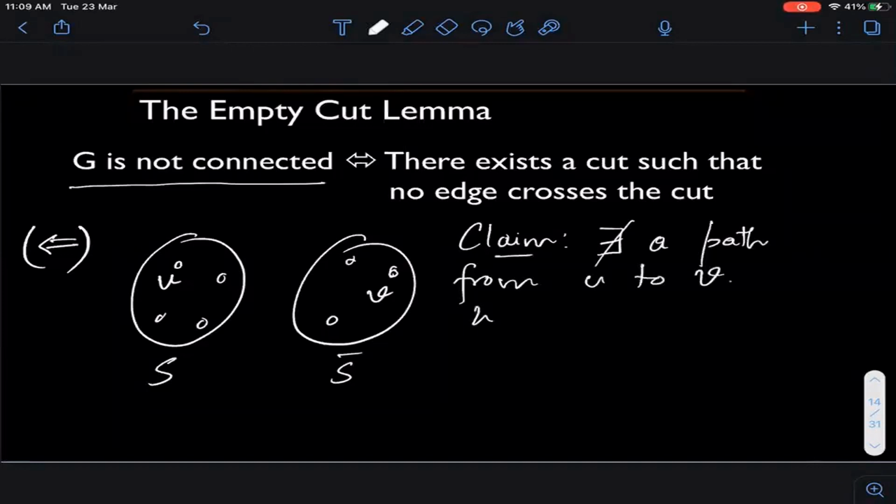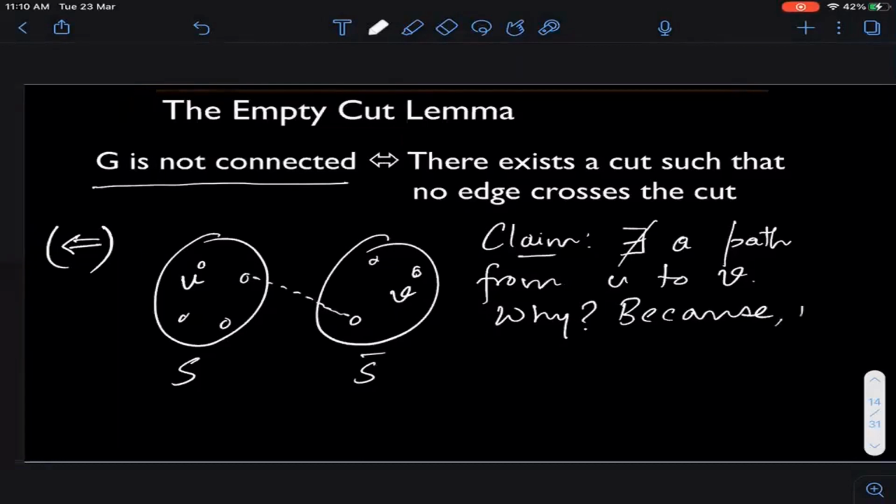Why? Because if such a path exists, ठीक है, तो U तो S में है और V S bar में है. So if such a path has to exist, then this path has to cross the cut at some point. ठीक है? It cannot happen that U and V are connected without an edge that is going across the cut. This is not possible. So agar U and V ko connected hona hai, okay, then there has to be an edge that is going across this cut.